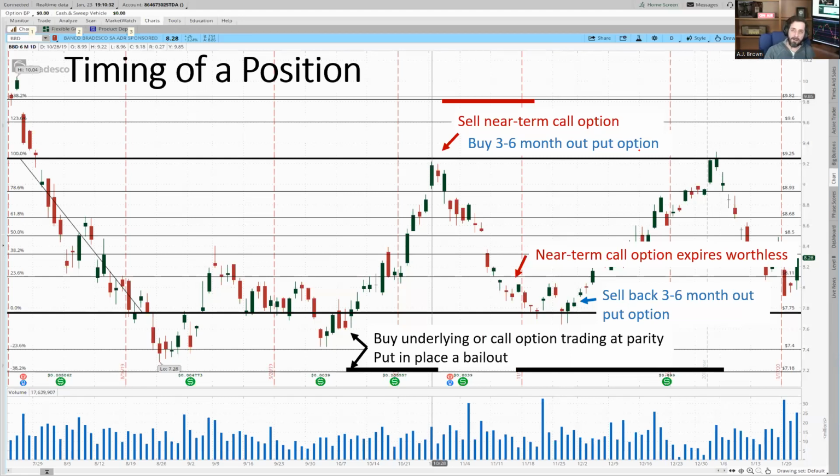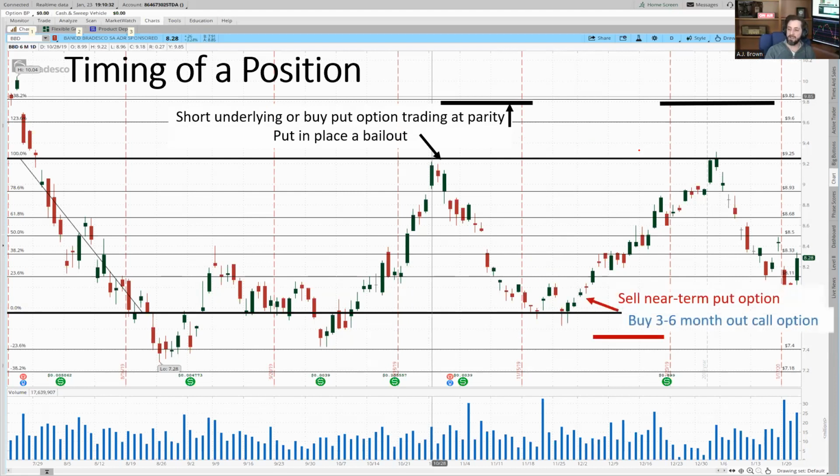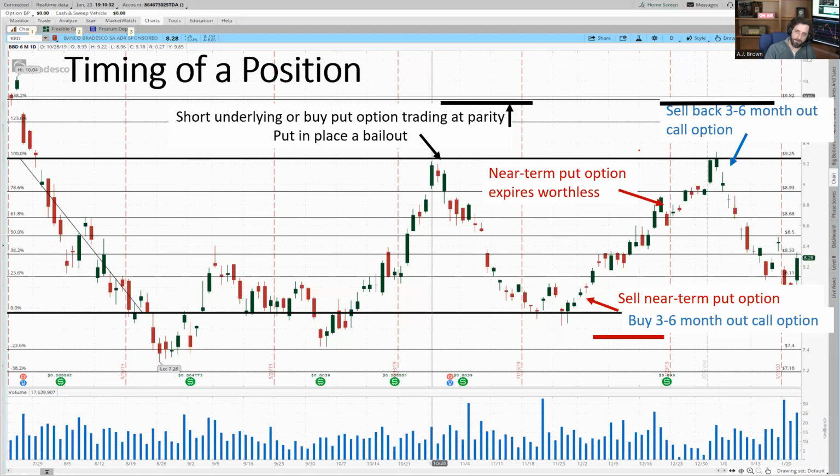We didn't talk about the covered put, even though I told you you should go research that on your own because you're going to need it this year. But if you're doing a covered put, you just do it in reverse. You start at the top of the sideways choppy channel. That's when you short the underlying stock or buy a put option trading at parity. Put your stop loss in place. When you're at the bottom of the channel, that's when you sell the near-term put option and buy the protective call. The near-term put option expires. You sell back the protective call, rinse and repeat, two transactions a month.